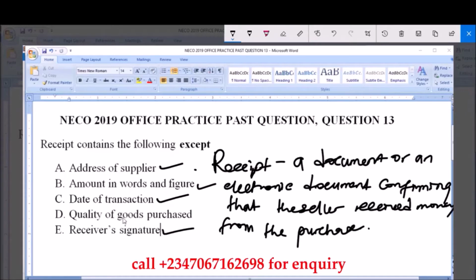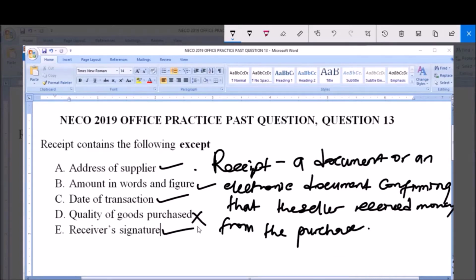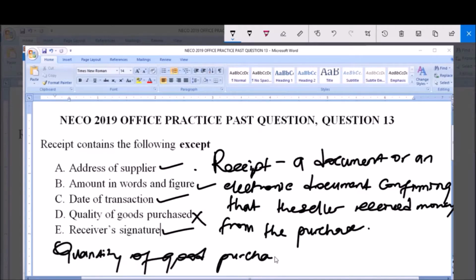But then there is quality of goods purchased. No, you can't find the quality of goods purchased in a receipt. It is never stated in a receipt that this is the quality of goods purchased. But the quantity of goods purchased is what is stated in a receipt. The quality is never stated in the receipt. So therefore, D is the answer to this question. Quality of goods purchased is not contained in a receipt.